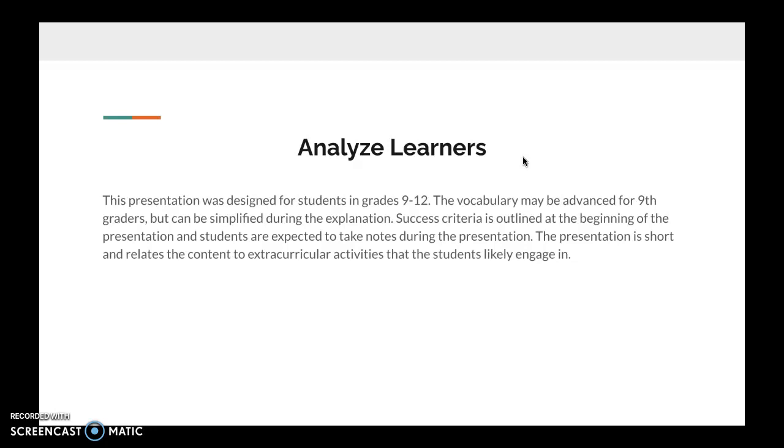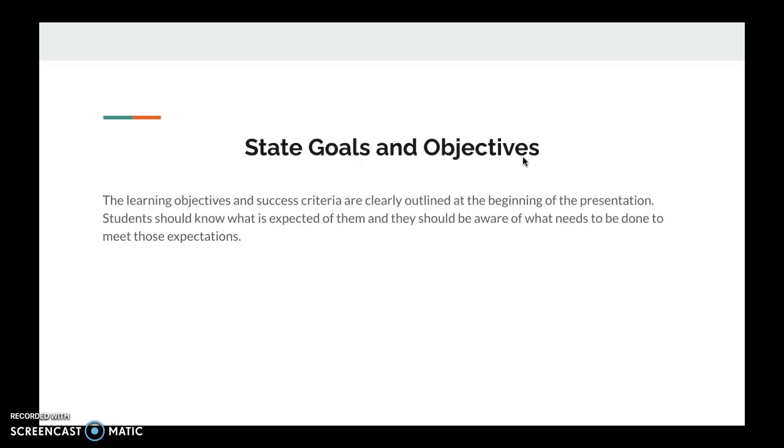First, analyzing the learners. This presentation was designed for students in grades 9 through 12. The vocabulary may be advanced for ninth graders, but it can be simplified during the explanation. Success criteria is outlined at the beginning of the presentation, and students are expected to take notes during the presentation. The presentation is short and relates the content to extracurricular activities that the students are likely engaged in.